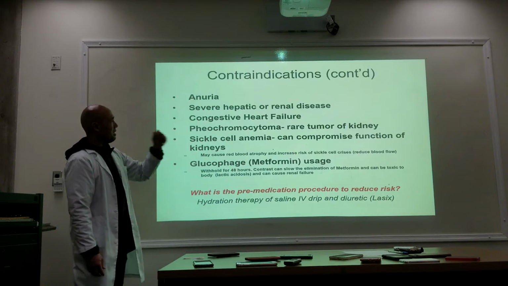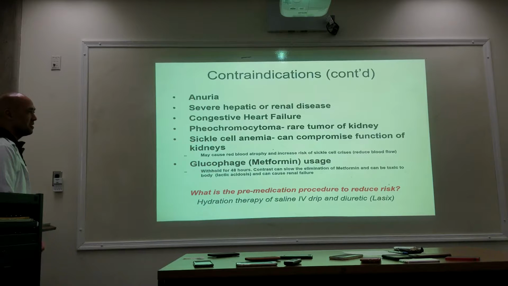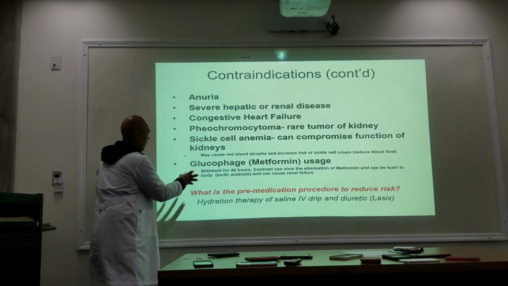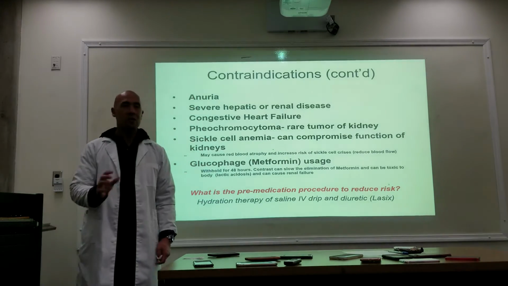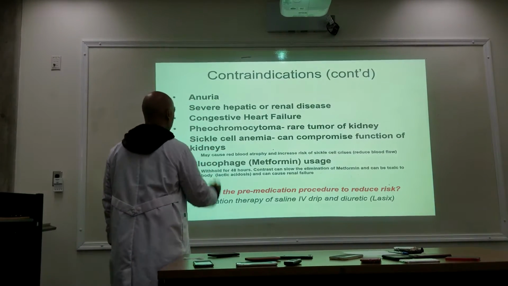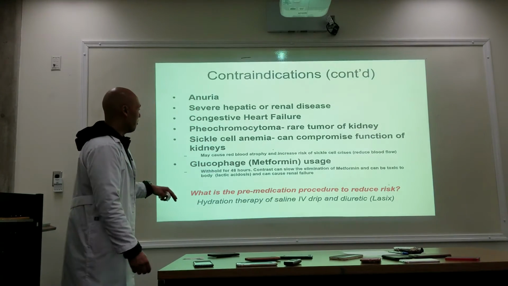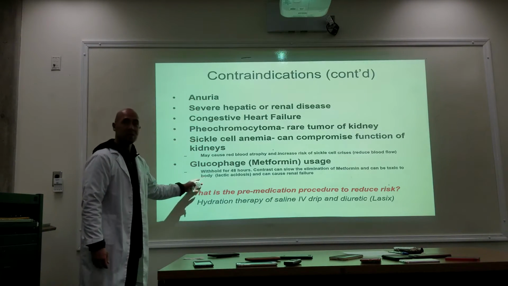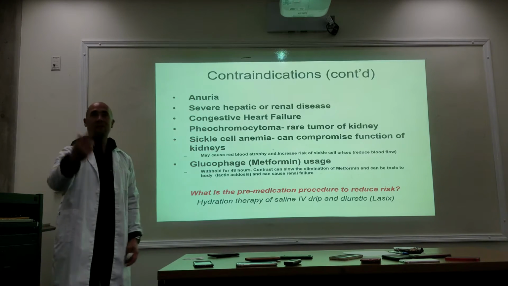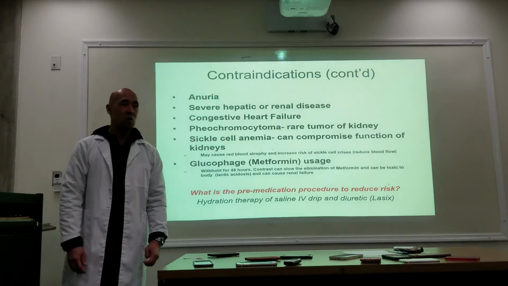Sickle cell anemia can compromise function of the kidneys, may cause red blood cell atrophy, and increase risk of sickle cell crisis or reduced blood flow. Glucophage. One of the questions you're going to ask during your clinical history is, are you taking Glucophage or are you on metformin? Those are the two common names for this medication, used for what population? Diabetics. So if you ask them if they're diabetic and they say yes, your next question will be, are you taking Glucophage or are you on metformin?